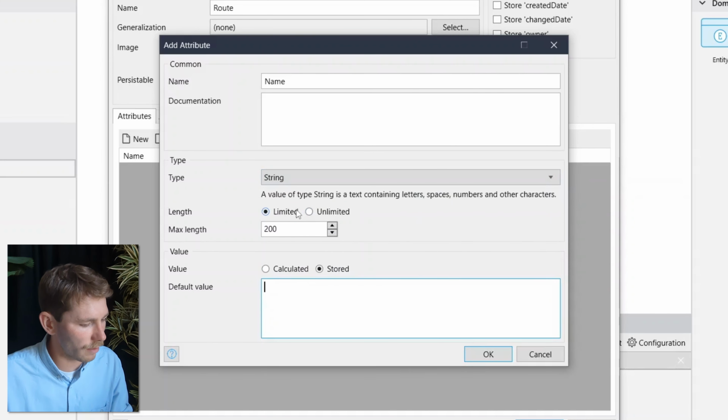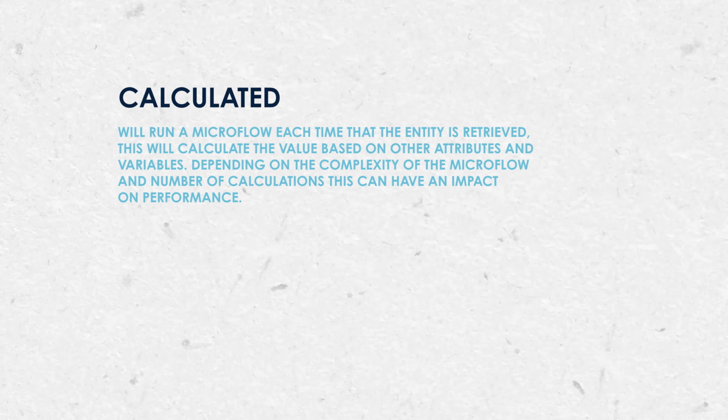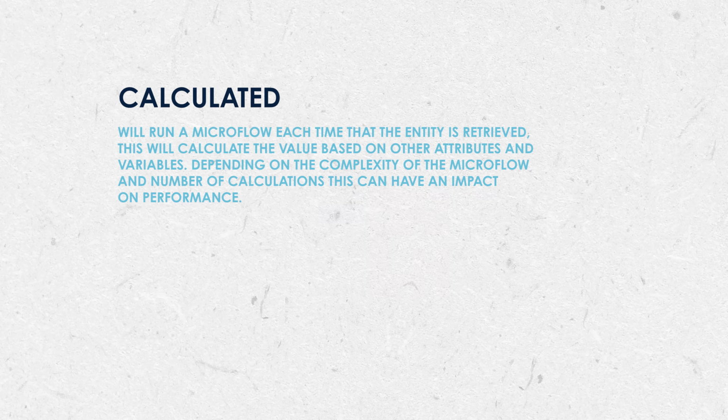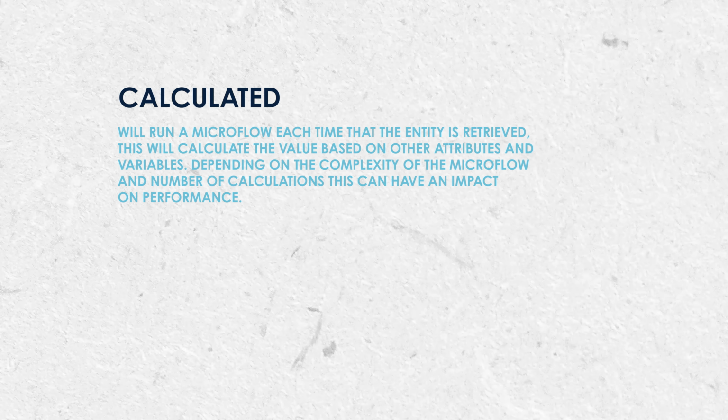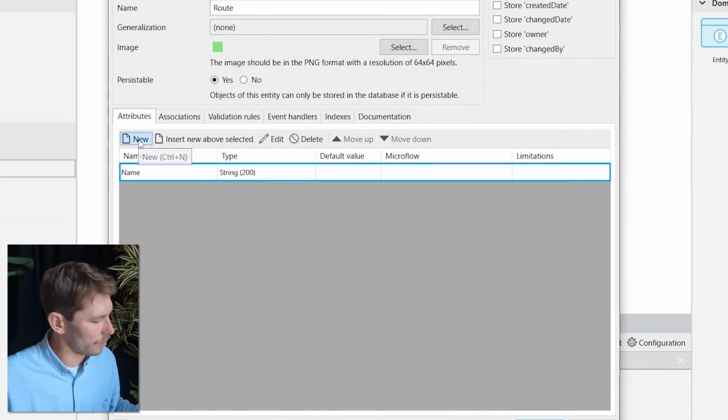You can select the length of the characters, and then also whether the value is stored or calculated. Calculated will run a microflow each time that the entity is retrieved. This will calculate the value based on other attributes and variables, or it's stored, which will be the user input or stored via user action. So now we'll add some more attributes.